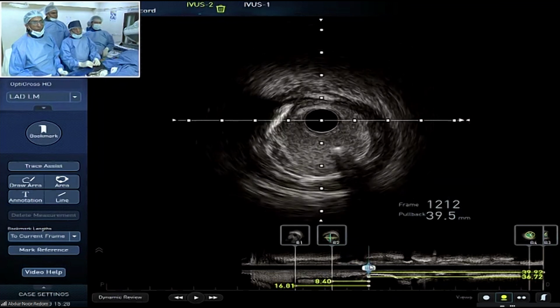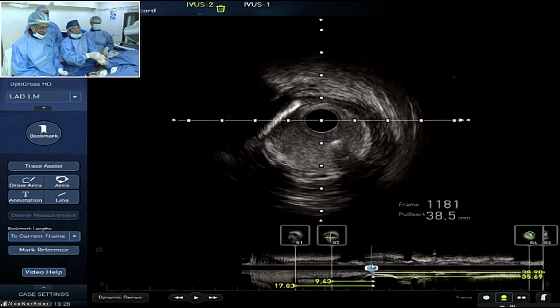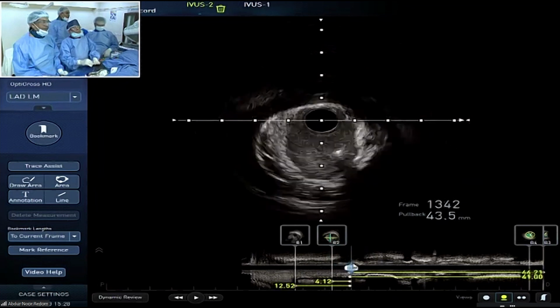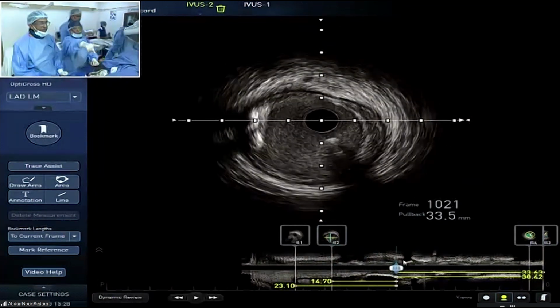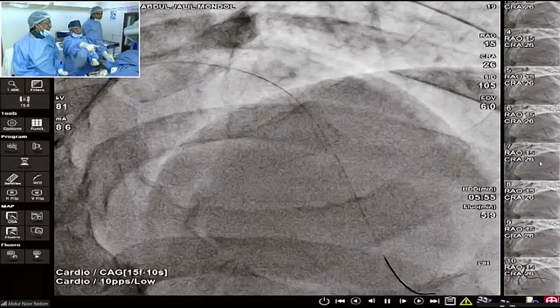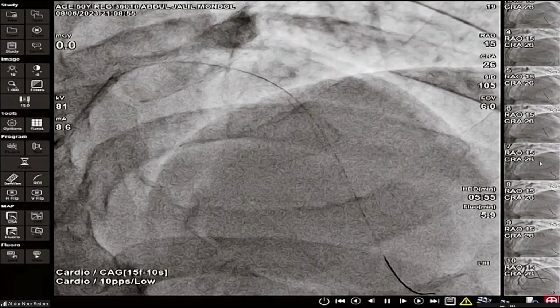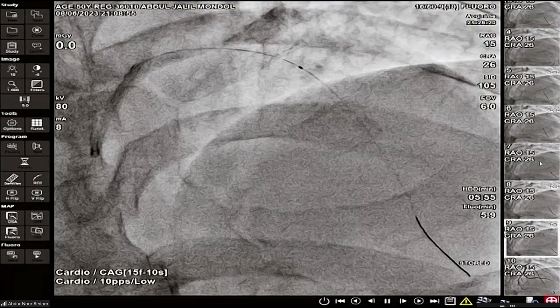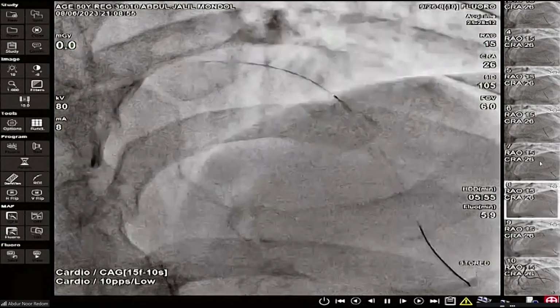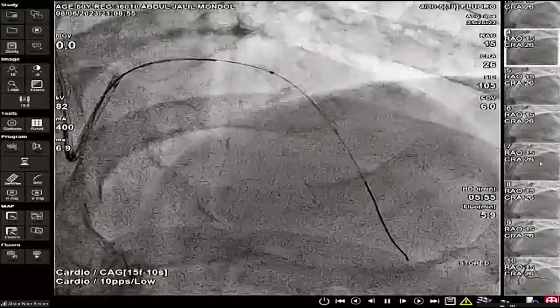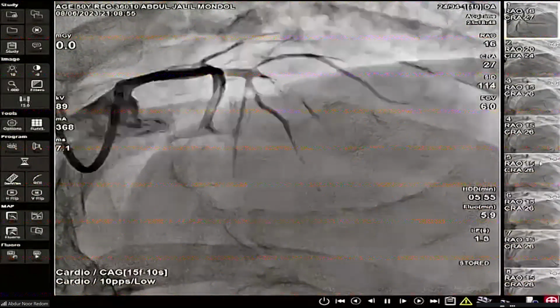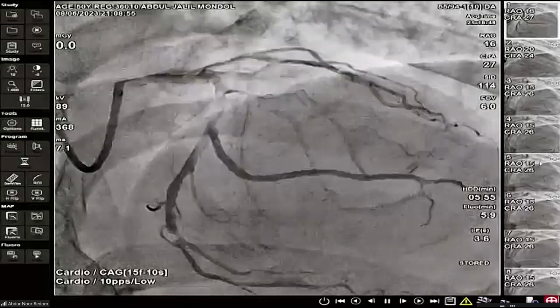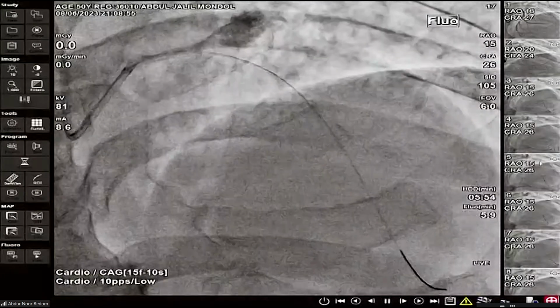So how many of you protect the diagonal? We did not see the actual angiographic view of the diagonal. Please show the angiogram. We are seeing the IVUS only. So angiographic view, please. The femoral pulse is very strong. Very good, very strong. Talk with him.